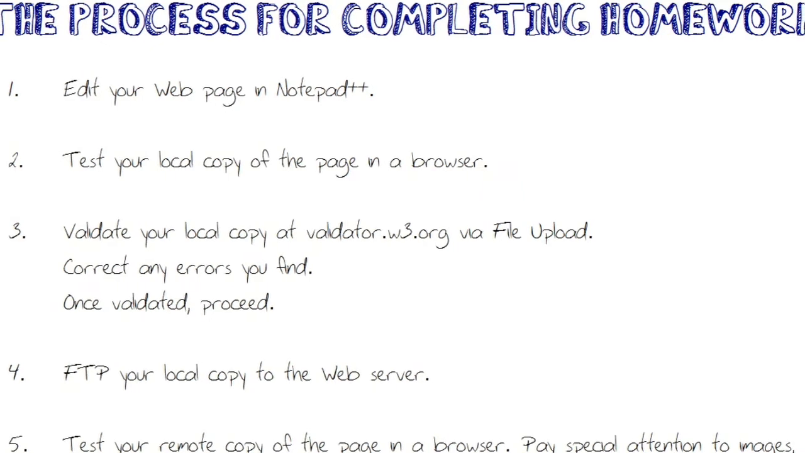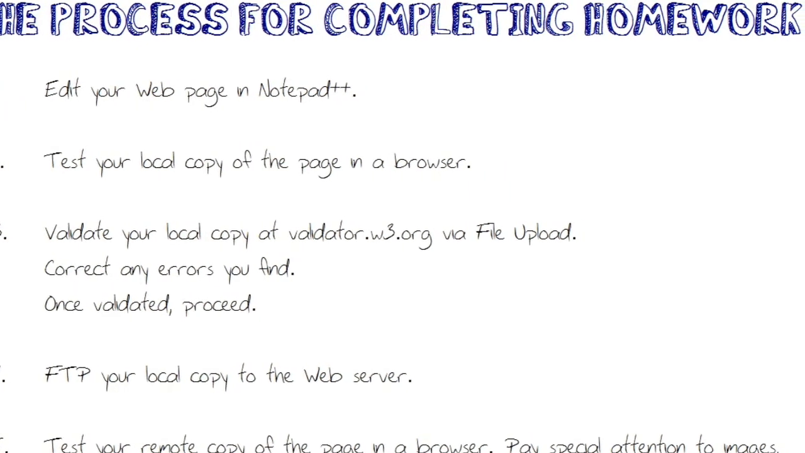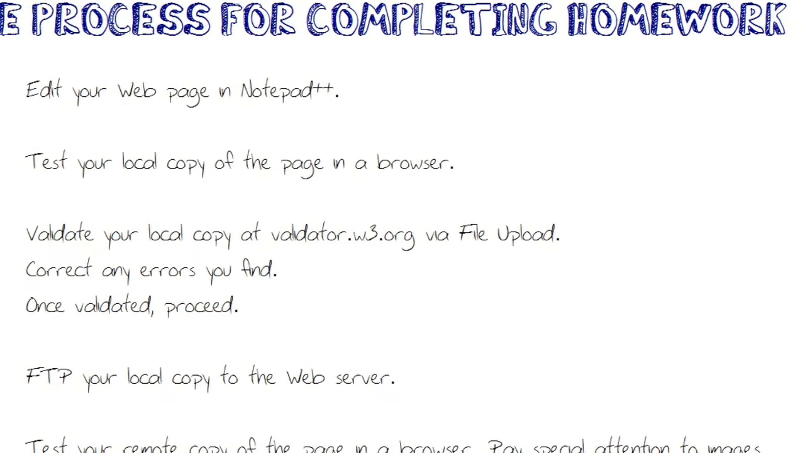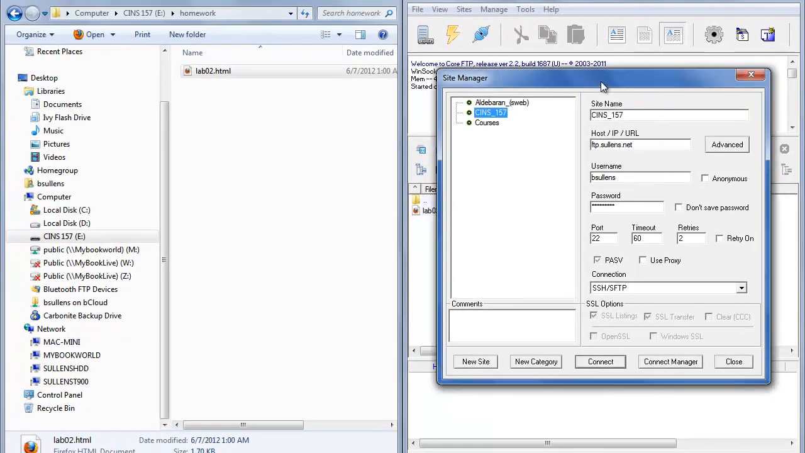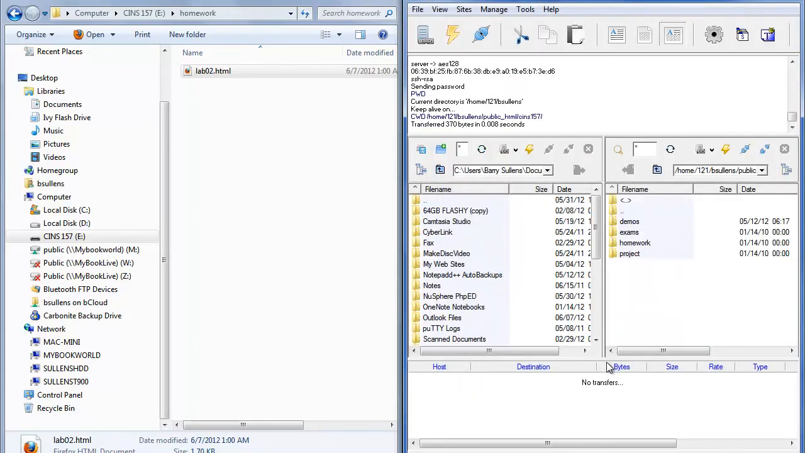Once your document validates successfully, the next step is to FTP a copy up to the web server. In this part of the demo, I'm going to have side by side on the left over here Windows Explorer, and on the right Core FTP, and you'll see why in just a minute. Now, Core FTP, first thing you're going to see is a site manager. Choose the 157 profile we set up earlier and click Connect.